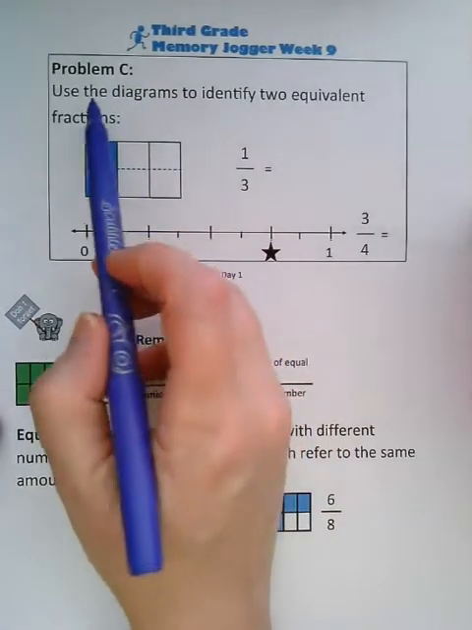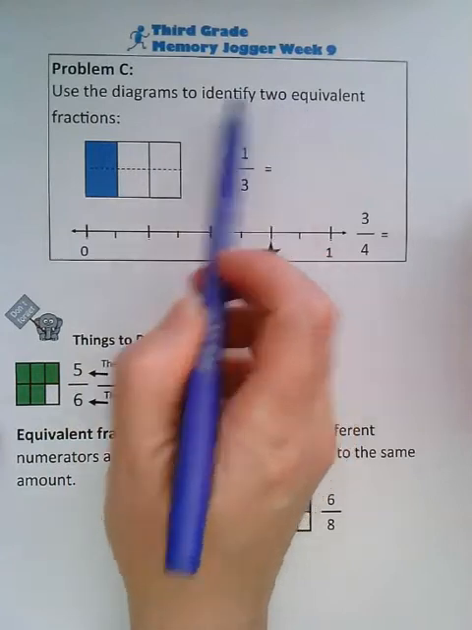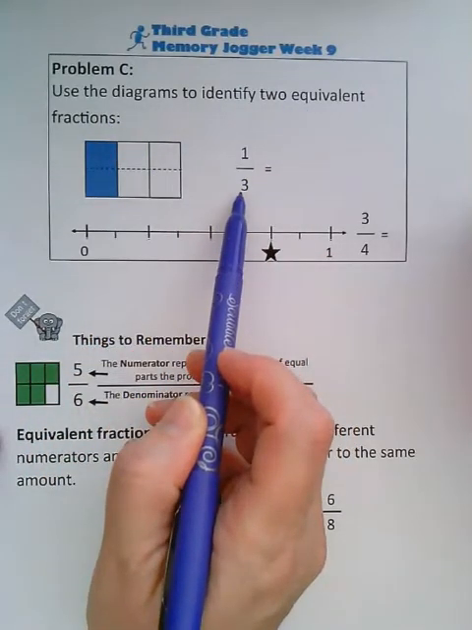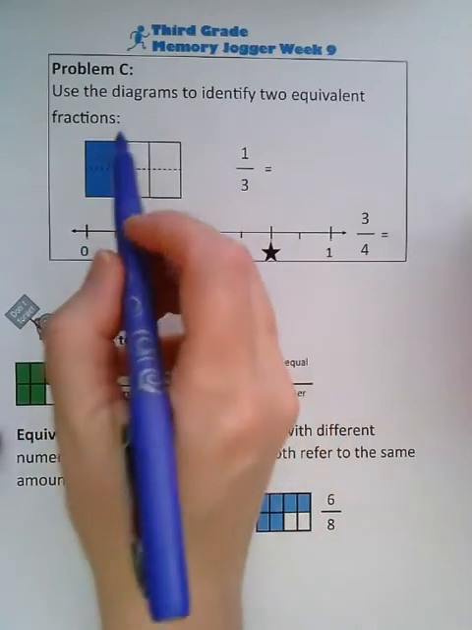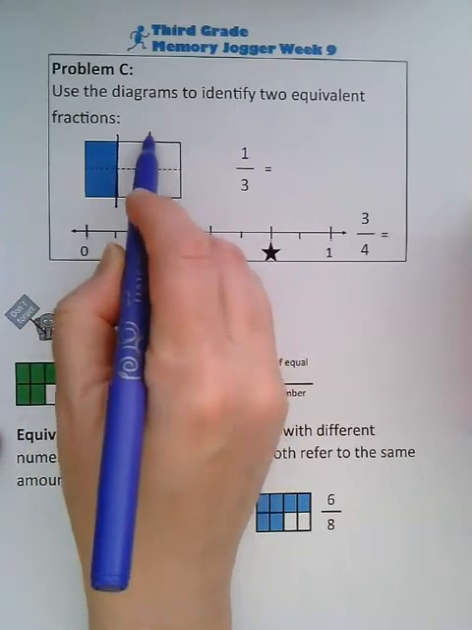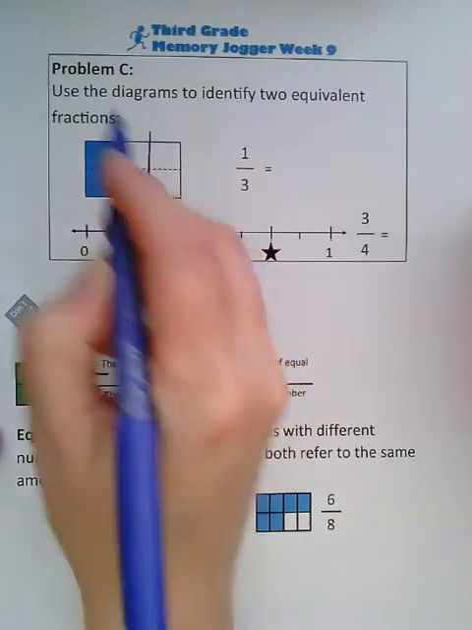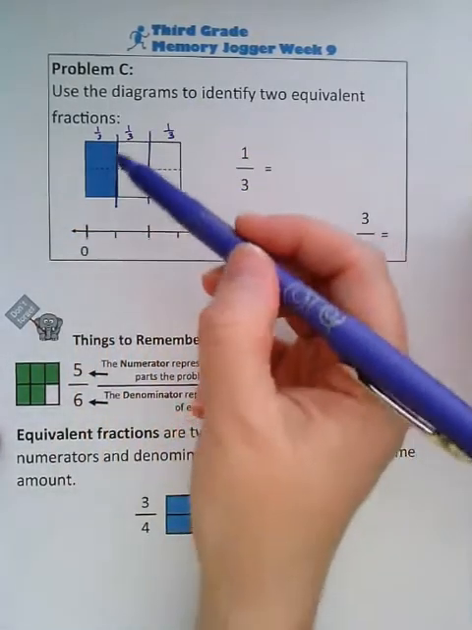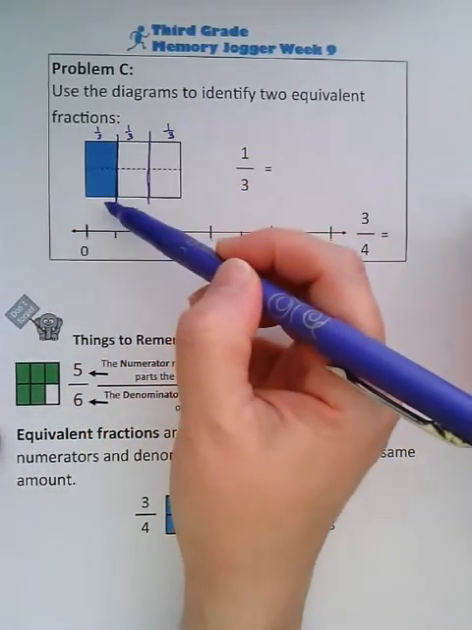Let's take a look at our problem. It says use the diagram to identify two equivalent fractions. So when we look at this, this says 1/3 is equal to. Now we can see that if we partitioned this into 3 equal parts, this part would be 1/3, this would be 1/3, and this would be 1/3, and 1/3 of it is shaded.